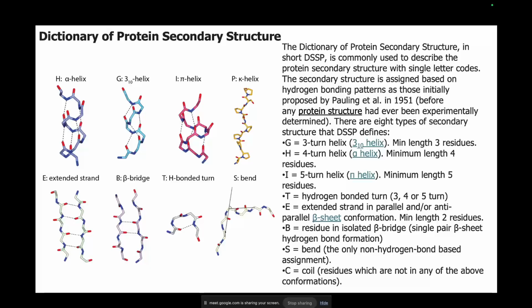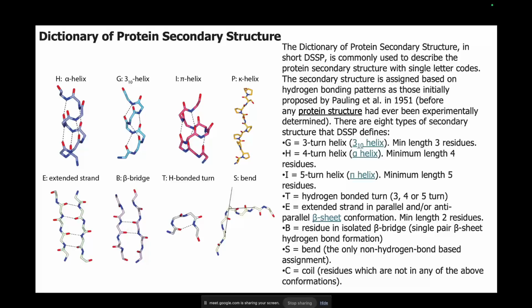So there are 8 types of secondary structures that DSSP defines. These are the single letter codes G, H, I, T, E, D, S, C, and these mean different things. For example, H is a normal alpha helix. If you have G, it is a 3-10 helix, which is a little bit more compact. A pi helix for I, which is a little bit more loose. There are other types of helices. There are other types of beta strands as well. So different structures of these secondary structures are given by the single letter codes, right?